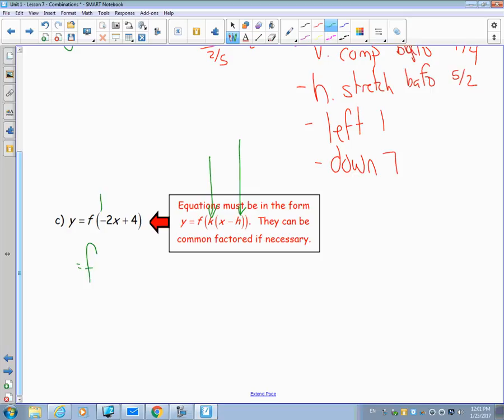So we need to fix this before we ever start. I need to common factor out the k. I take out a -2. If I divide 4 by -2, I get -2. And now I can see the k and the h, and they're in separate brackets. It's not going to affect your stretch, compress, or reflect, but it will definitely affect your left and right.